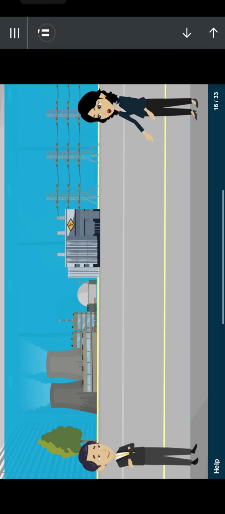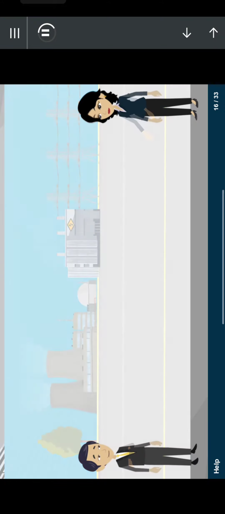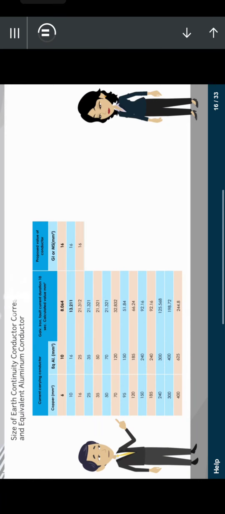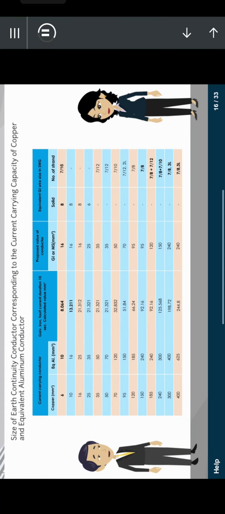So Mayank, in the previous screens, you mentioned the different dimensions of the earth continuity conductor for aluminium and copper wires. Are the dimensions based on any calculation or specifications? Yes, Surabhi, you are right. Look at this table. It talks about the size of earth continuity conductor corresponding to the current carrying capacity of copper and equivalent aluminium conductor. Oh, okay, this is great.